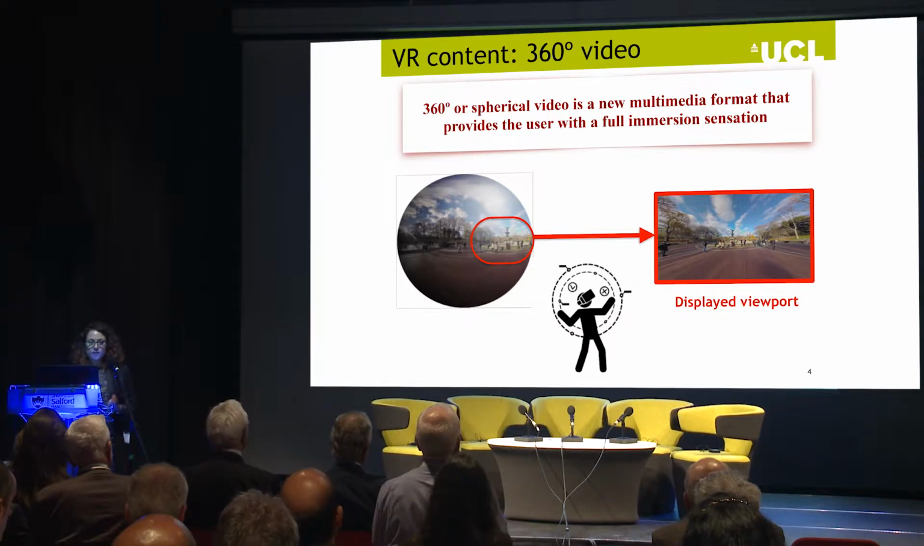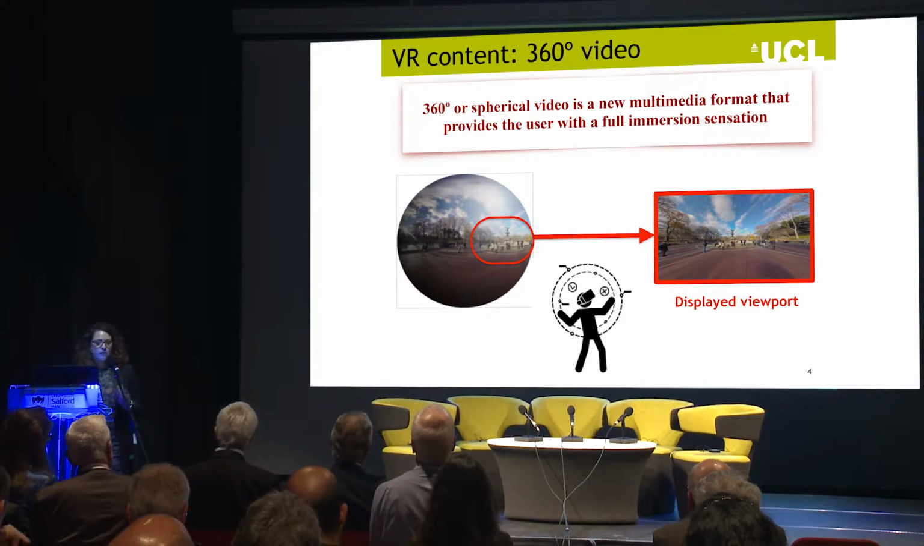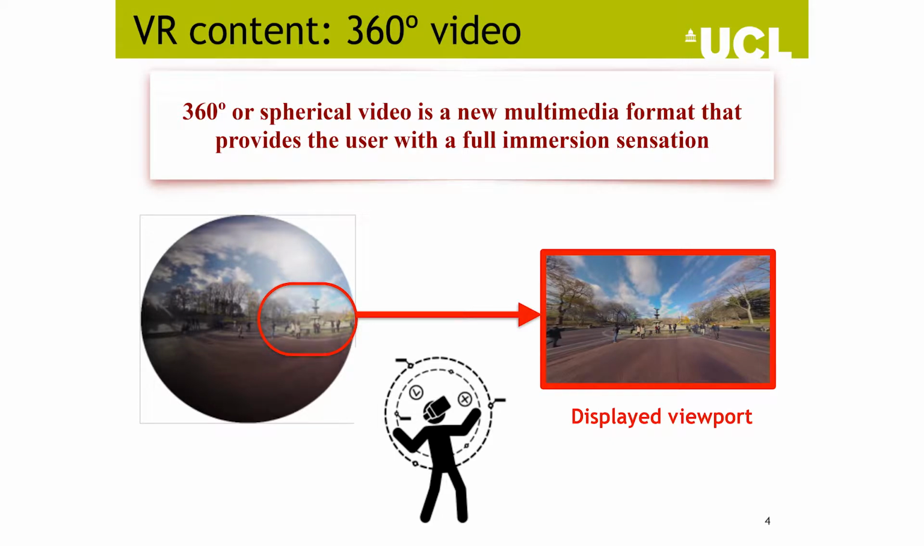So basically, this kind of video has more information recorded because the user, who is supposed to be in the center of the sphere, by changing his head position can change the part that is displayed. This part is called the viewport. As we can see, it is just a small part of the entire sphere. So obviously, this kind of video has to be delivered to the user. Here I want to show you the general 360-degree video streaming chain.